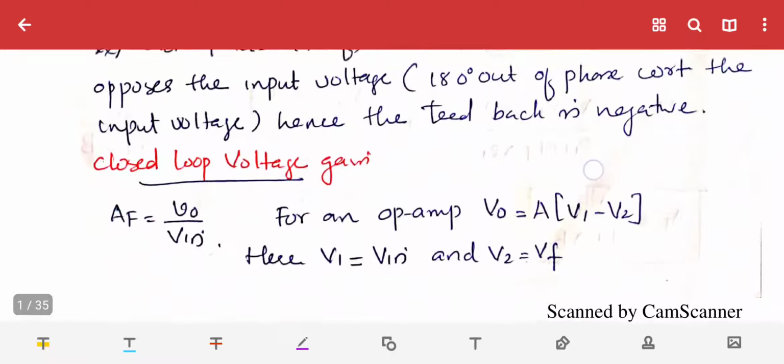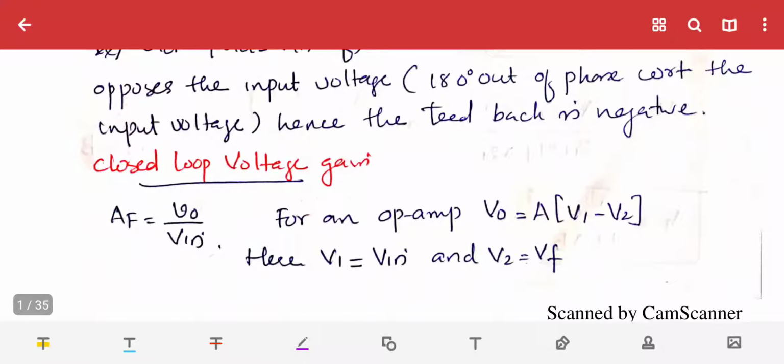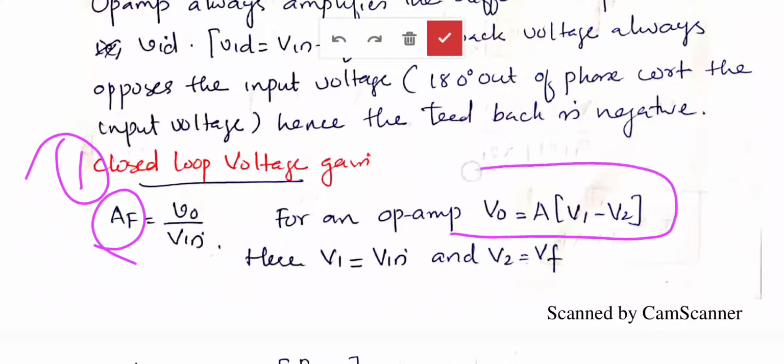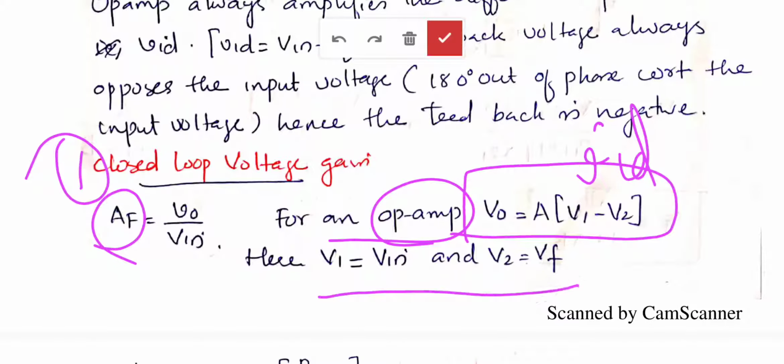So the first thing under this non-inverting amplifier that we are going to discuss is the expression of closed loop voltage gain. So we have to get the equation of AF. AF is nothing but VO by Vin. For an op amp, what is the output voltage? VO is equal to A into VID, isn't it? That is the open loop gain. VID is nothing but V1 minus V2, where V1 is nothing but Vin and V2 is nothing but VF.